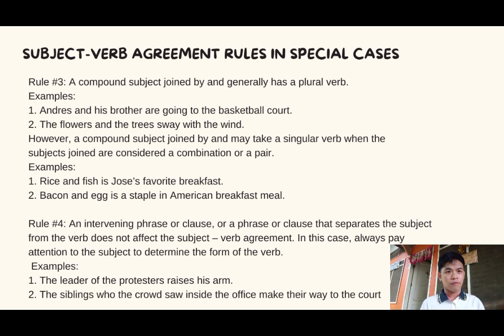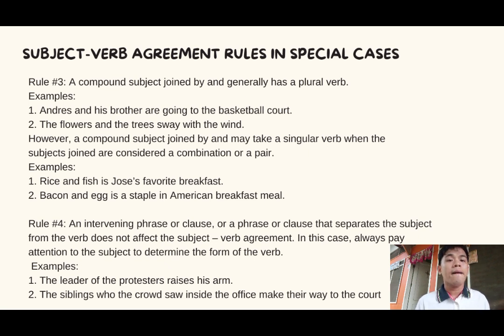So let's proceed to rule number 4. An intervening phrase or clause, a phrase or clause that separates the subject from the verb, does not affect the subject-verb agreement. So in this case, always pay attention to the subject to determine the form of the verb. We have two examples here. The leader of the protesters raises his arm. Leader is the subject, so the verb we are going to use is in singular form because there is only one leader of the protesters. The verb raises agrees with leader even though of the protesters comes between them.